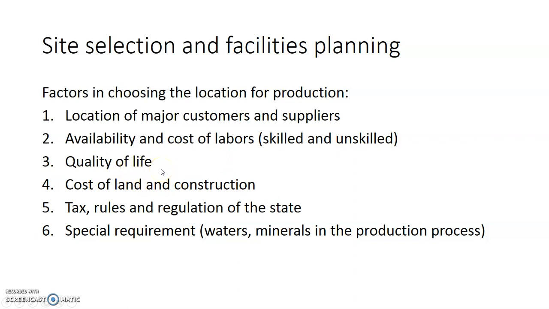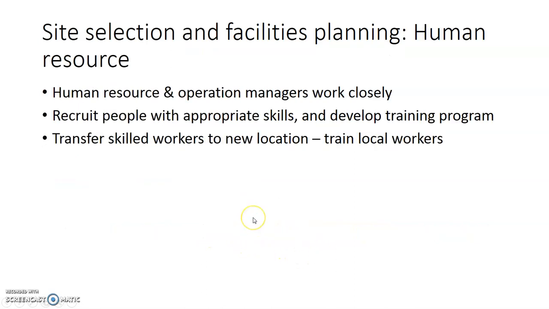You don't want to open your factory in the middle of a war zone. You don't want that. Then cost of land and construction, tax, rules and regulations of the states. This is the external environment. And the special requirements, meaning whether you need a lot of water or any minerals in the production process.